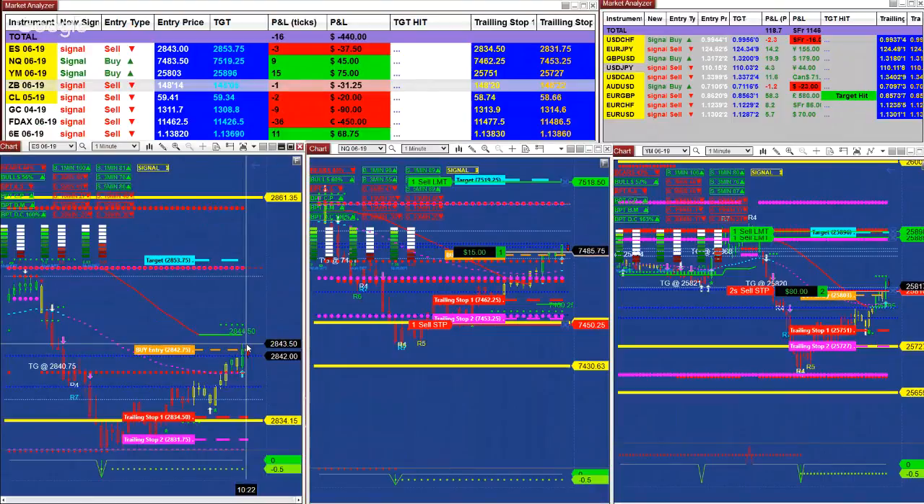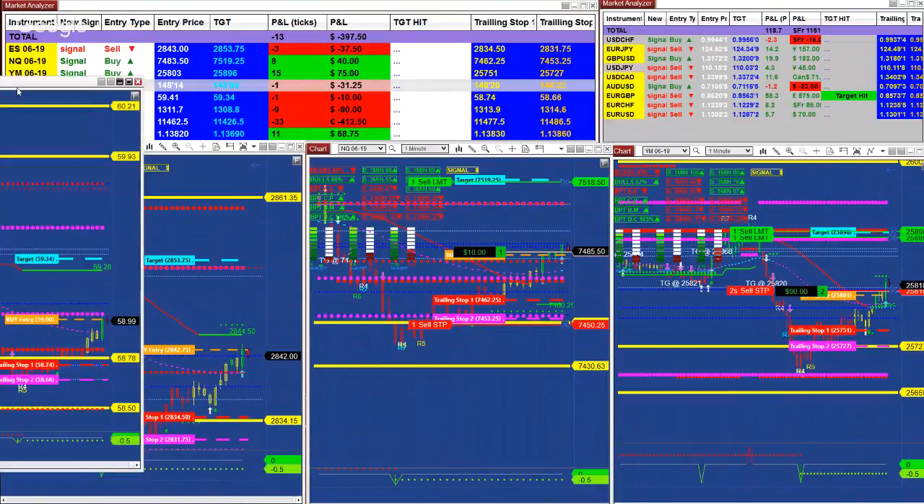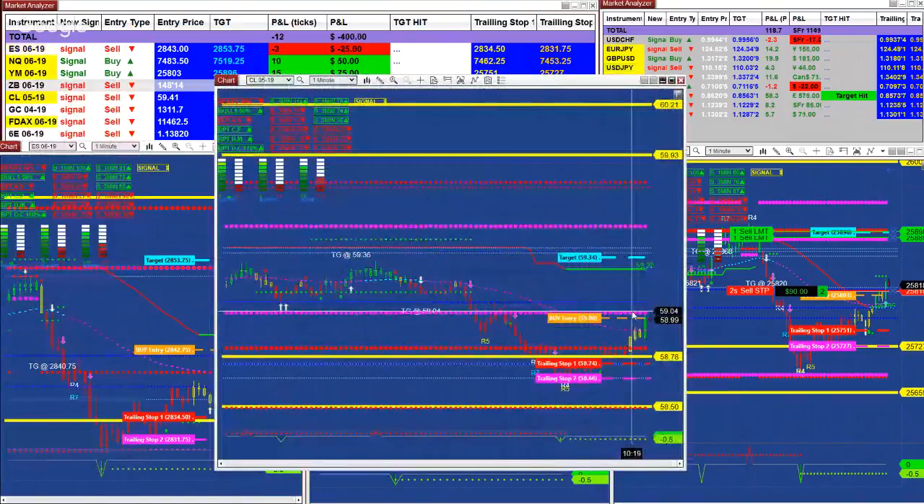We have also a buy entry on the CL, but we have a resistance line. So if you want to put a buy entry limit order, you need to put it at 59.05. And if you are more conservative, put it at 59.10.